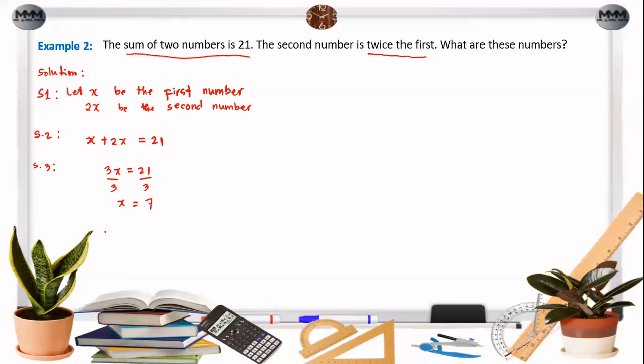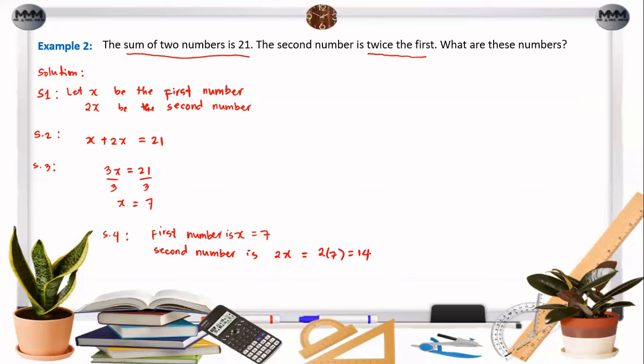Now for step number 4, okay, step number 4, we have here the first number is x. So this is the first number, which is x, which is equal to 7. And then for the second number, we have 2x, which is equal to 2 times 7 is 14. So here we have the two numbers, 7 and 14.